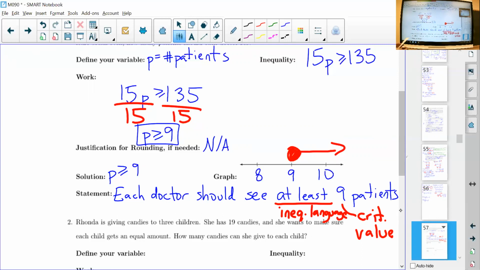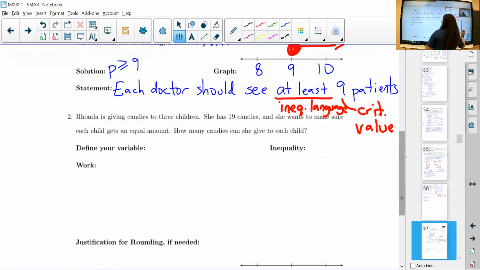Take a moment, pause, and work on number 2. See where you get. When you're ready, feel free to start this video again, and we can do it together. Again, we can use any variable we want. If she's looking at how many candies, so how many candies starts with a C, I'm going to use C for candies. C is number of candies. An inequality.